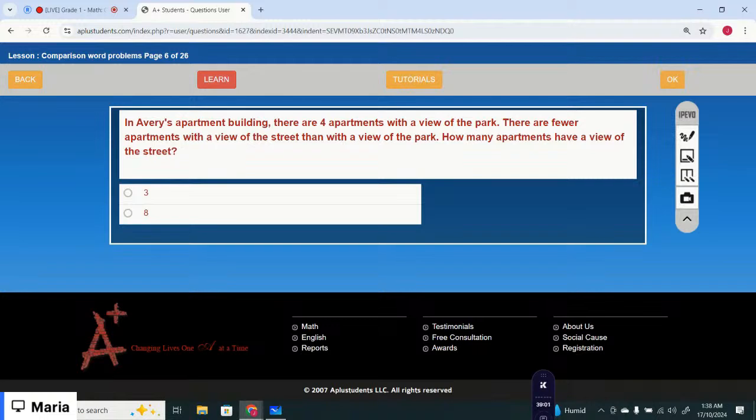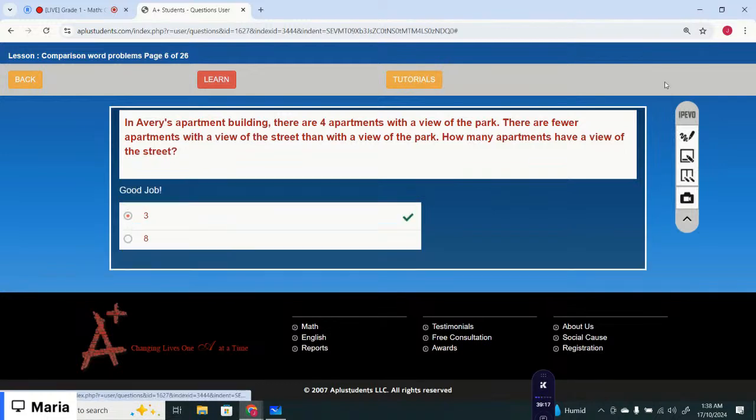The correct option is, the apartments that have a view of the street is 3, because there are fewer apartments with a view of the street than a view of the park. So the correct option is 3.